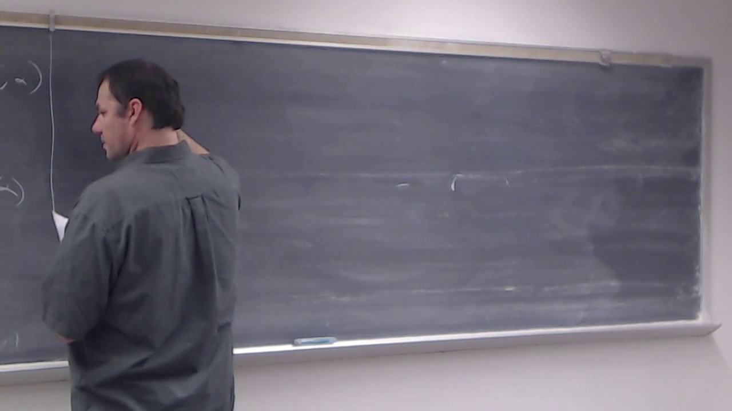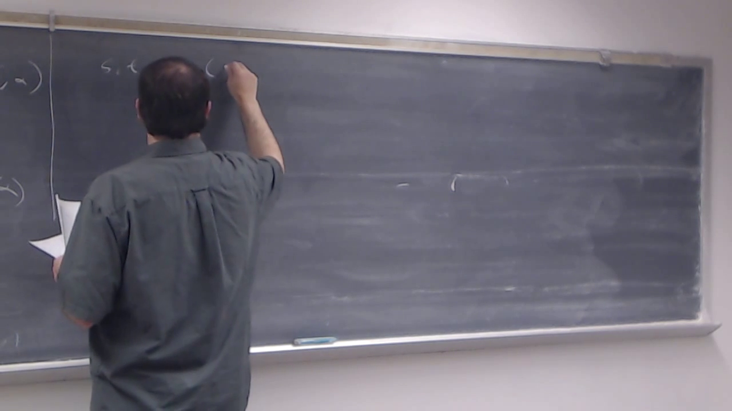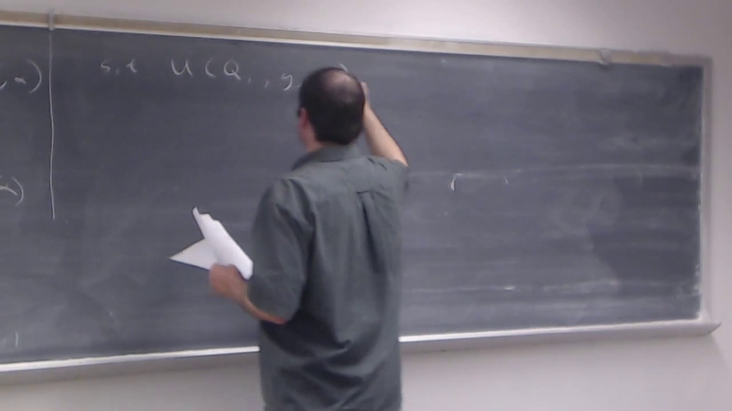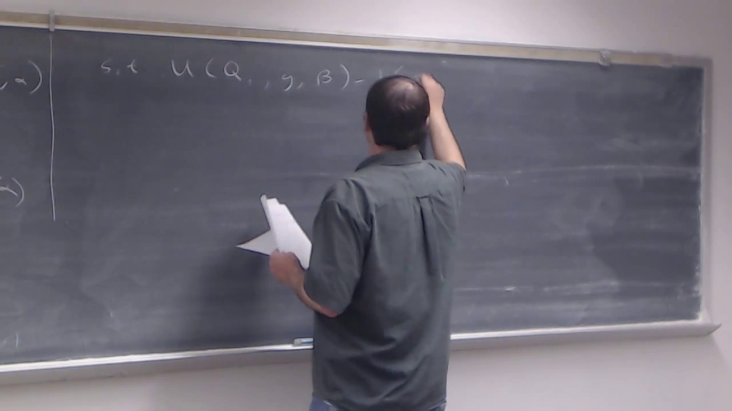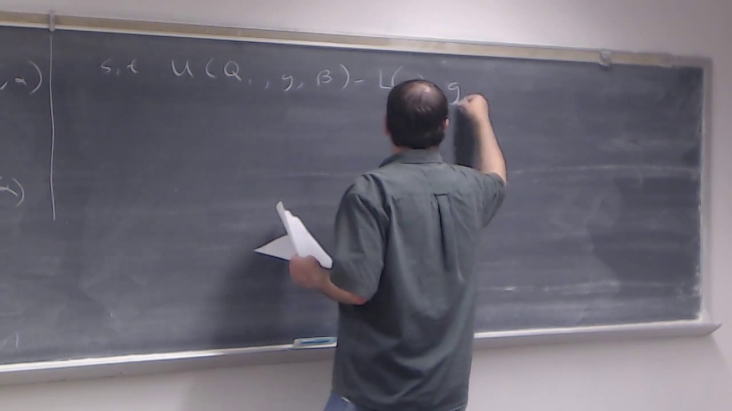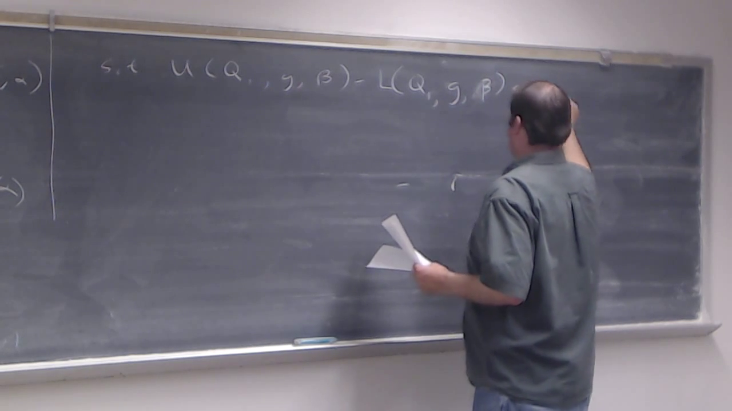There exists a Q sub 1, a partition of A to B, such that this upper sum with Q sub 1, g, and beta, minus this lower sum with Q sub 1, g, and beta, will be less than epsilon.